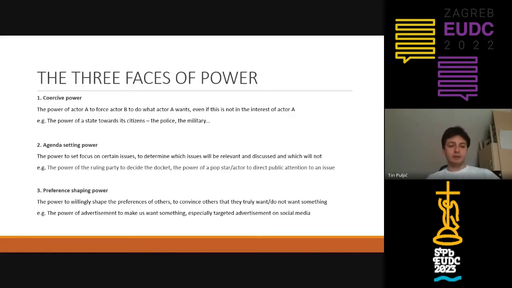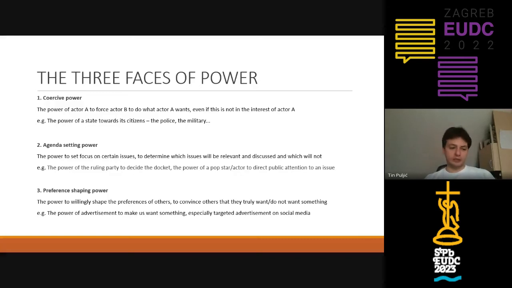Again, it's important to note, first of all, that these powers can coexist. So actors can have multiple types of power at once. For example, a state or a government, let's take an authoritarian country, like North Korea. North Korea has all three types of power, right? They have coercive power, like any other state. They can use the police and the military to get citizens to follow laws and to repress them if they don't follow these laws.